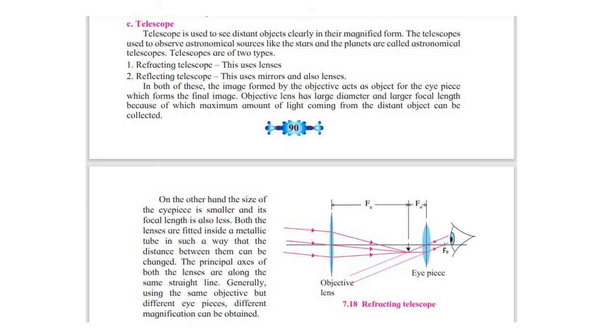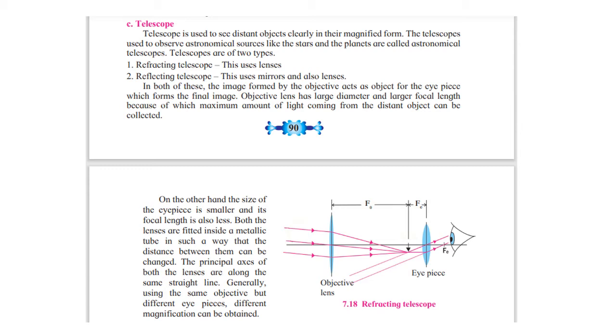Telescope. While we use a microscope to magnify small objects, a telescope is used to see distant objects clearly in their magnified form, like when we want to see some planets or stars or things like that. The telescope is used to observe astronomical sources like stars, planets, etc., and they are called astronomical telescopes.